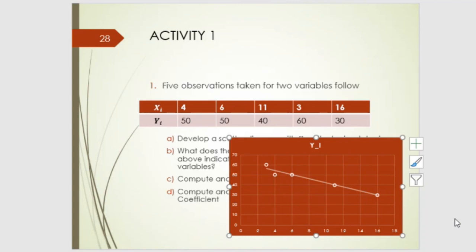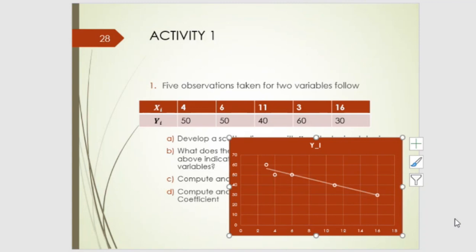Let's input the ones for X, which is four, then equals, then six equals, 11 equals, three equals, 16 equals, right? Those are the five observations. Then you can use the right arrow to go to the next row.